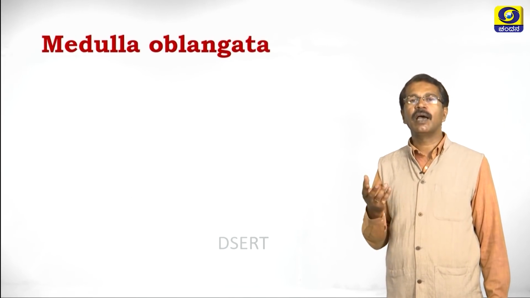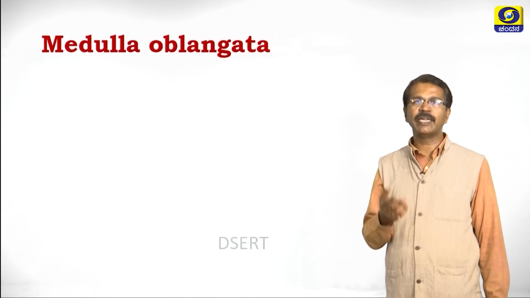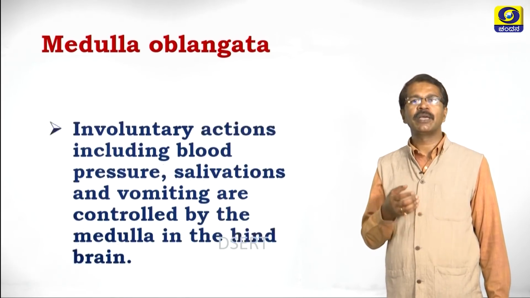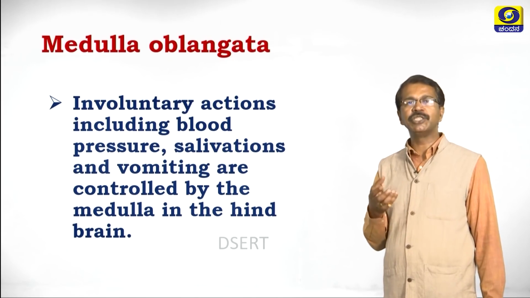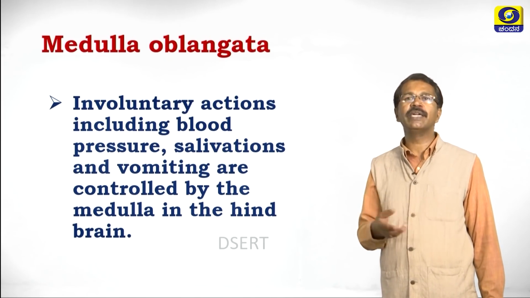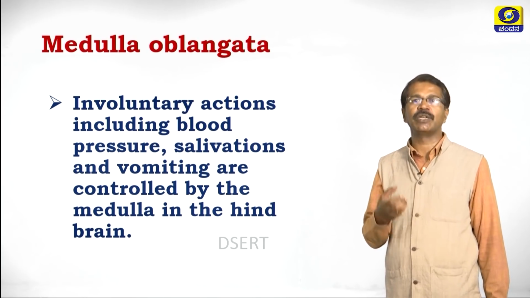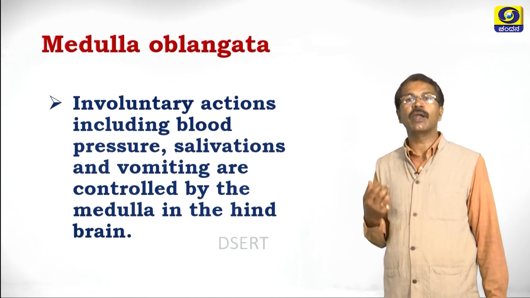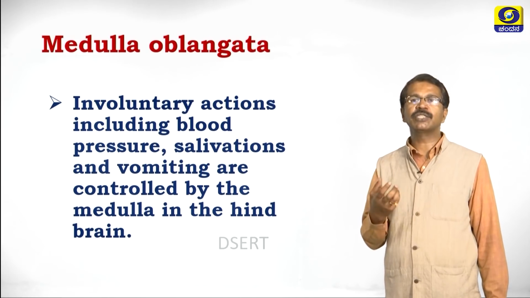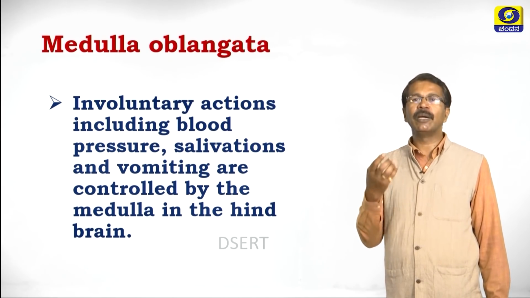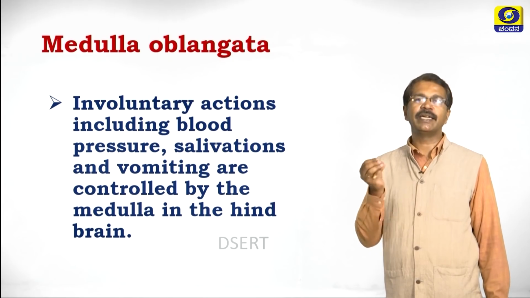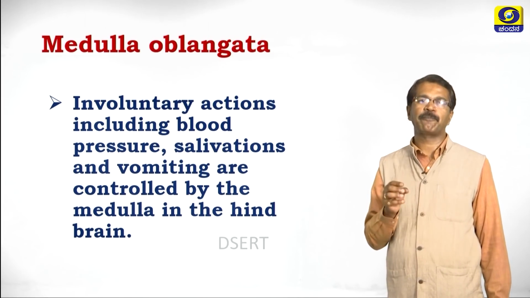Next, another important part of the hindbrain is the medulla oblongata. This medulla oblongata initiates or controls all involuntary actions, which control even your blood pressure, salivation, vomiting. All these things you cannot control. These functions are controlled by the medulla oblongata. As I said, it is a part of the hindbrain.